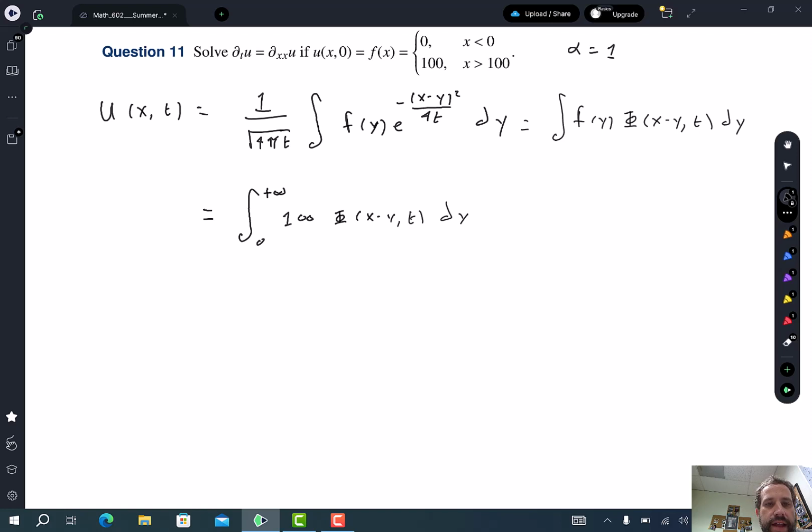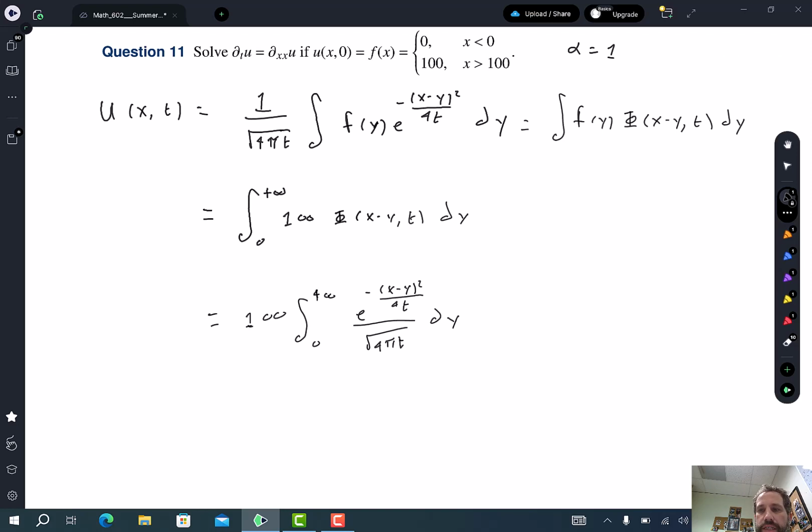So now there's a couple of ways to approach this problem at this point. One way, I think maybe the most straightforward way, is just to replace phi with what it is. So I'm going to pull this 100 out of the integral. And so now we're going to have the integral from 0 to infinity. And then I'm just going to put all of this in the integral. So e to the minus (x minus y) squared over 4t, and then we divide by the square root of 4 pi t dy.